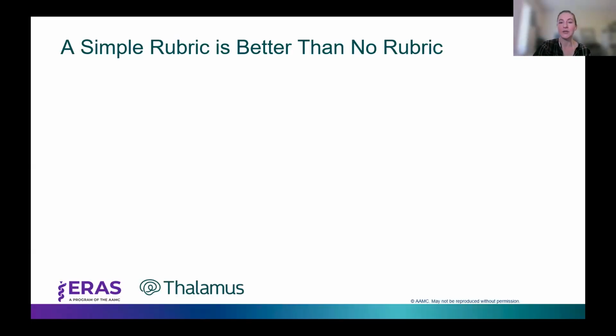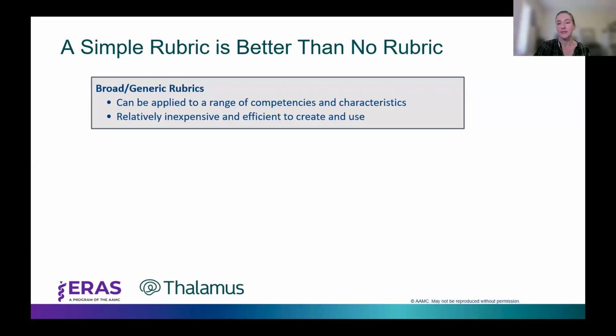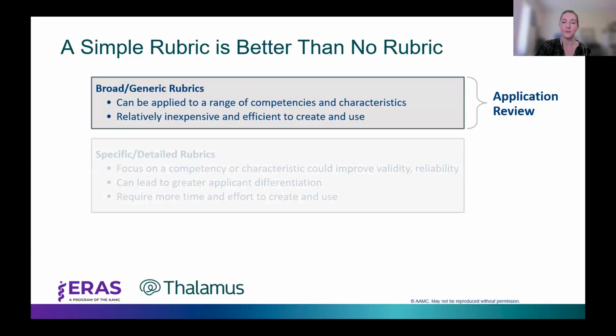When choosing a type of rubric, you want to consider the practical constraints, like the time, resources, and even evaluators' willingness to use different types of rating scales, and also the type of information that you have for evaluating. So broader generic rubrics can be useful because they can be applied to a range of competencies or characteristics, and may be more practical option because they're relatively inexpensive, both in time and effort to create and also use. So since the information in the application is often more surface level and allowing you to identify those higher level patterns or trends, a holistic whole applicant rating scale may make more sense at the time of application review.